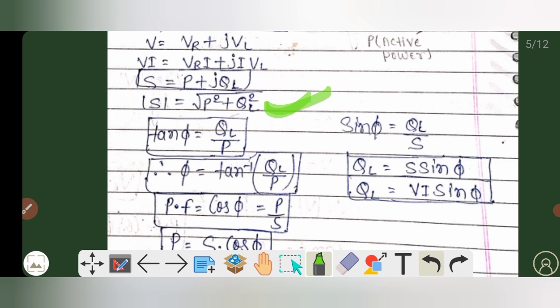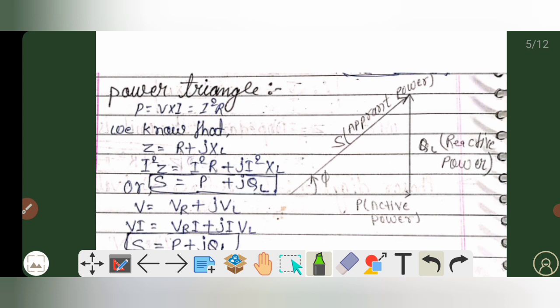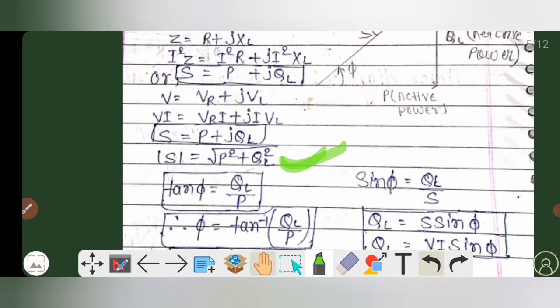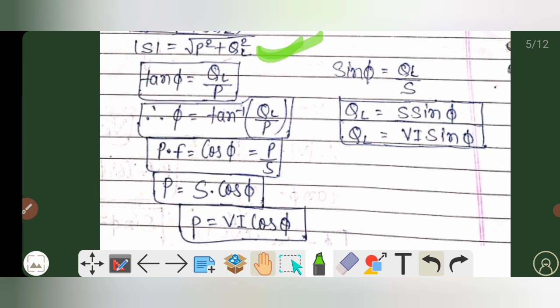Now my dear friends, if you want to calculate the value of tan phi from this triangle, it comes out to be QL by P. So if you want to calculate the value of phi, that comes out to be tan inverse QL by P. Similarly, if you want to calculate the value of cos phi, that is the power factor, it comes out to be P by S. And if you want to calculate the value of P, that will be equal to S into cos phi.